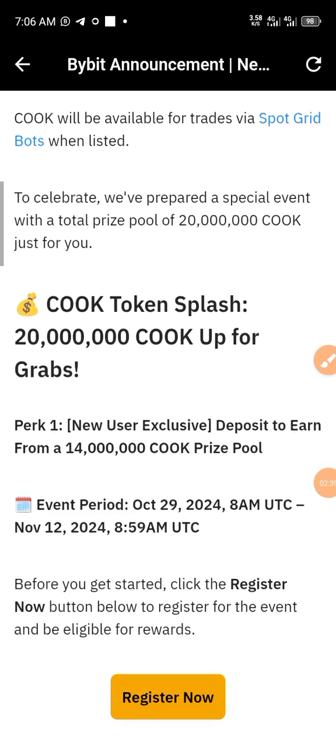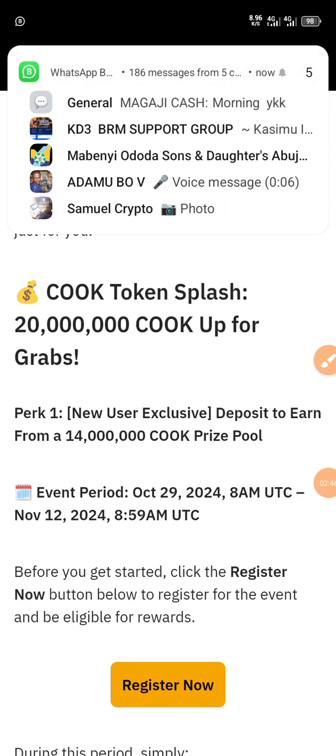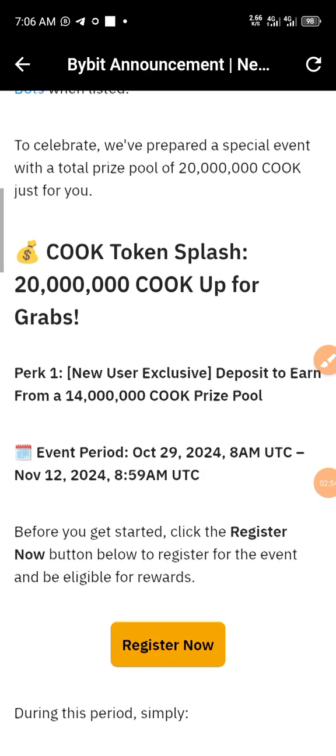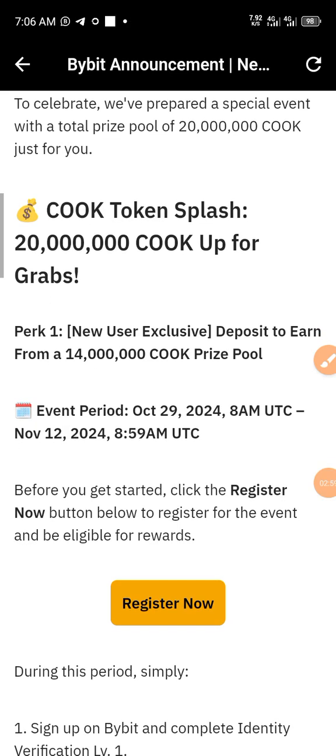Part one, new users exclusive. Deposit to earn from a 14 million Cook prize pool. This is under new users still. A new user will also earn from this 14 million prize Cook. Event period is from the 29th to November 12th. This will still be happening.